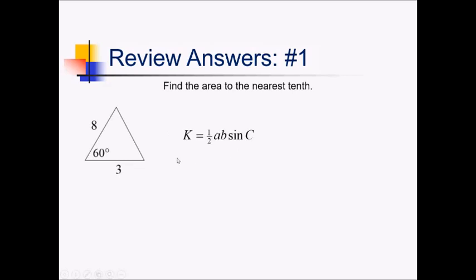So that's going to be 1/2 times one of the legs times the other leg. So we'll say 3 times 8. Still have that 1/2 out there. And then we have to multiply by the sine of the angle between them, so sine of 60. And let's just do all that out on the calculator.